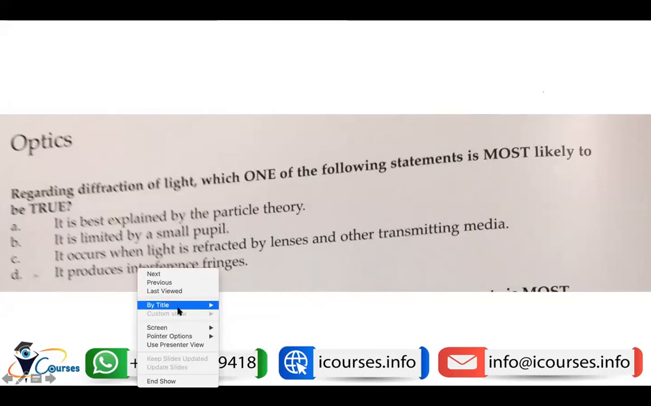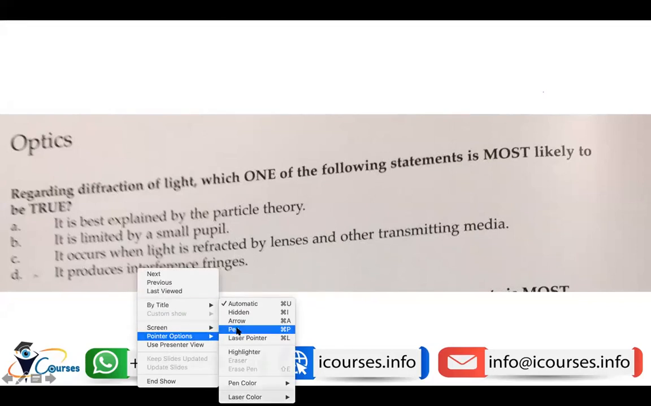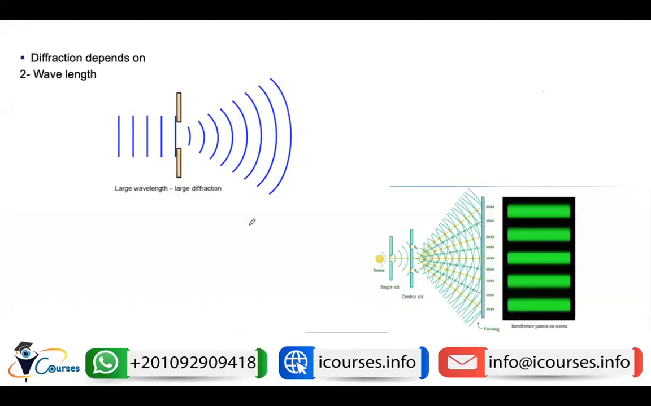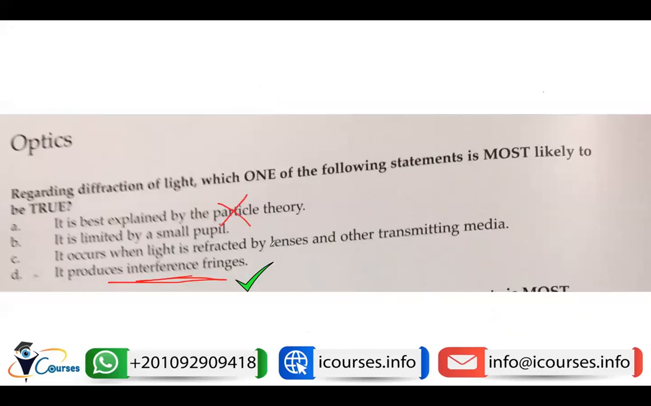So yes, let me bring my beautiful pen. Yes, that's right. It is producing interference fringes. So it is best explained by the wave theory. The larger the wavelength, the larger the diffraction. And it's also affected by the aperture. The smaller the aperture, the more the diffraction. That's why it is not limited by the small pupil. It is actually increased by a small pupil.